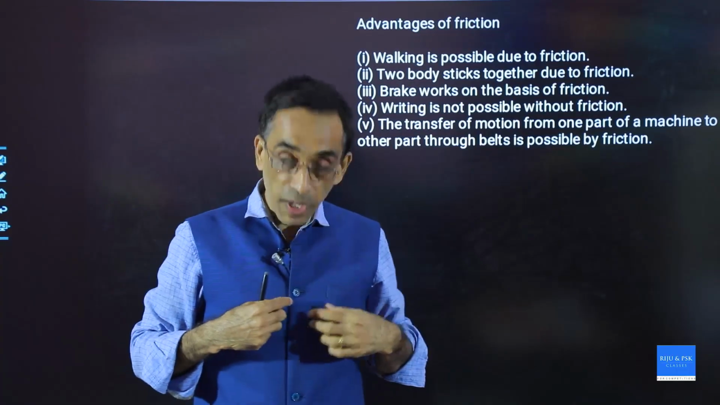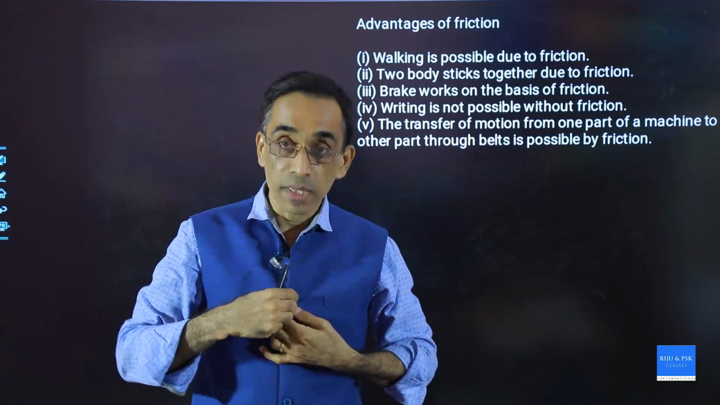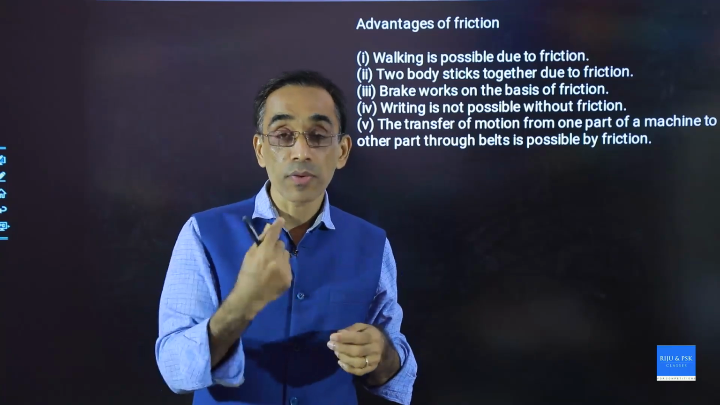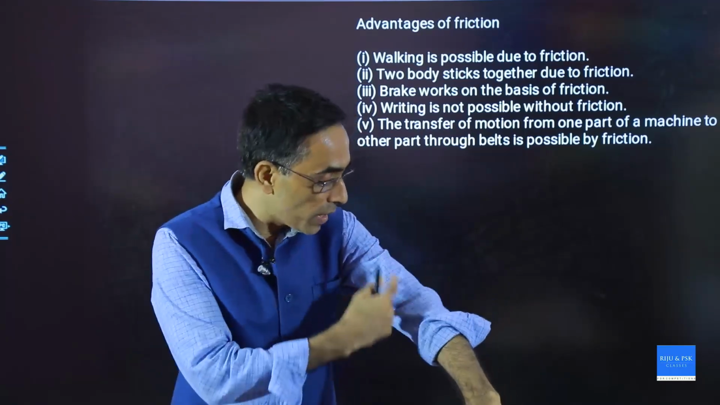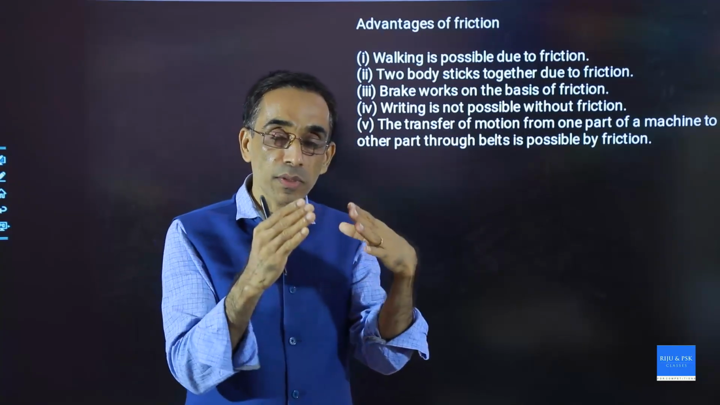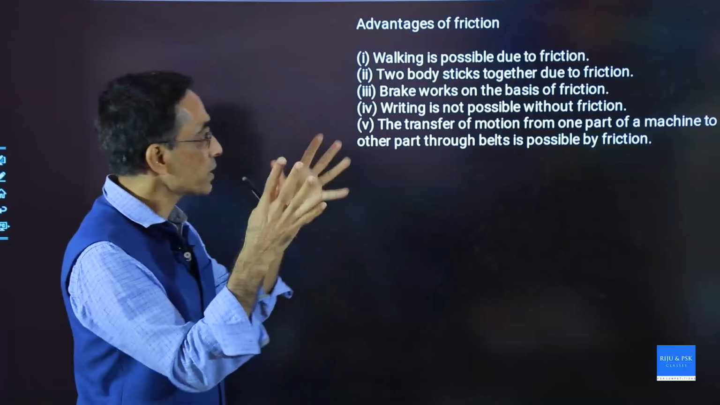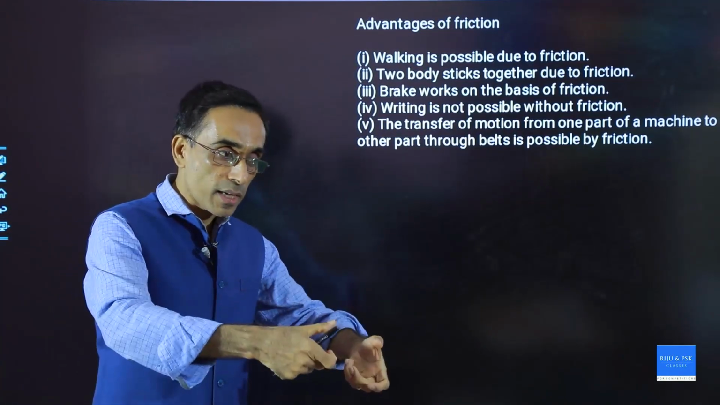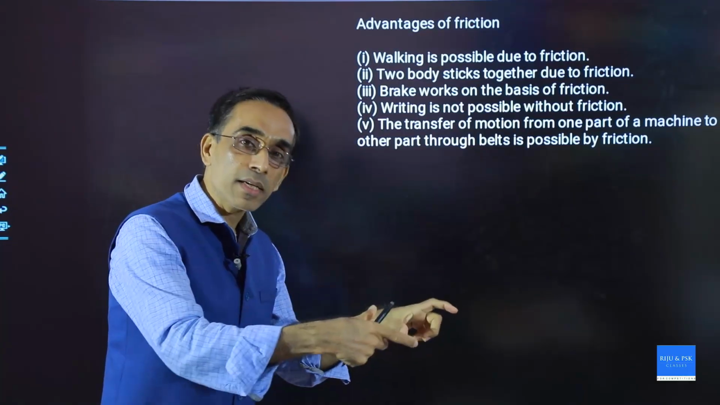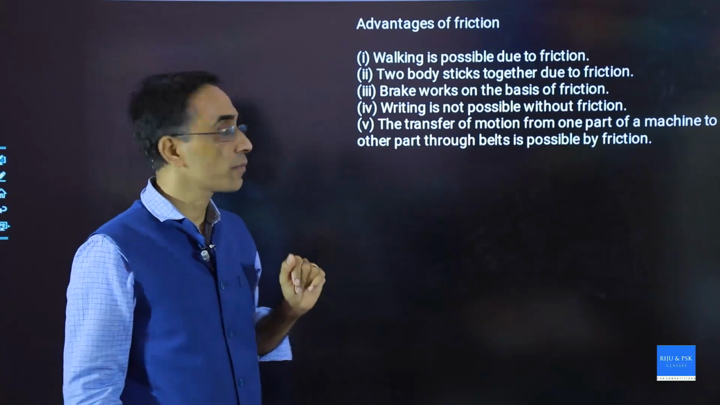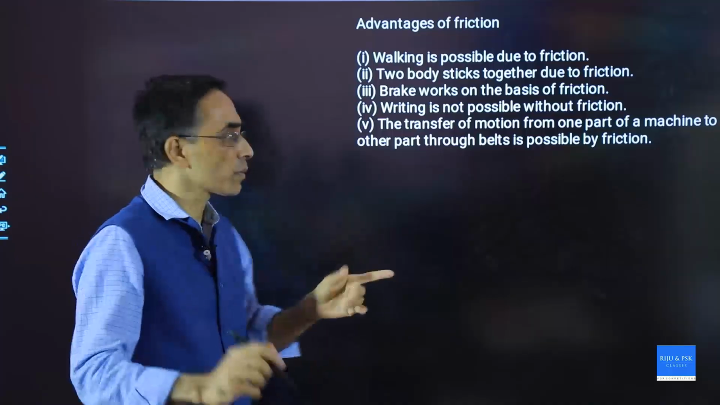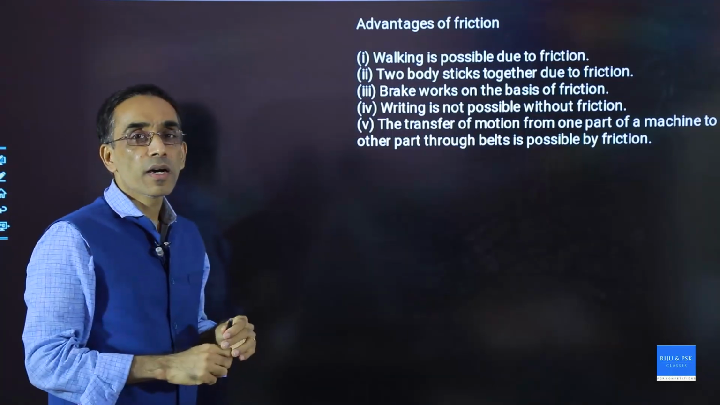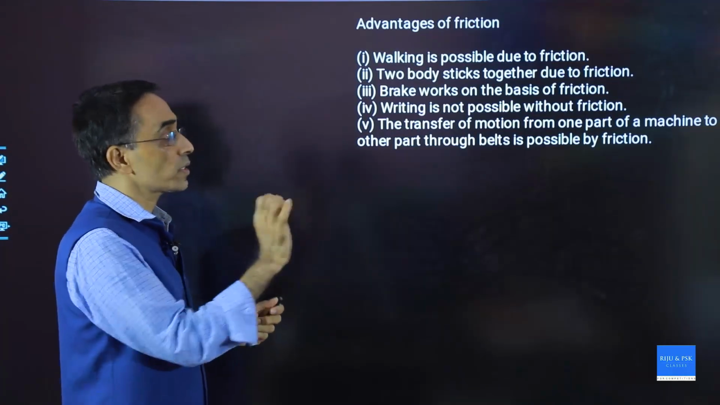See, in my coat here, you can see the button. The button sticks here because of friction of the thread. The fibers of my shirt stay together because of the friction. Without that, bodies cannot stay together. The vehicle, the cycle, bike, everything, the brake works because of friction. Fine. Writing is possible with friction. Without friction, you can't write.